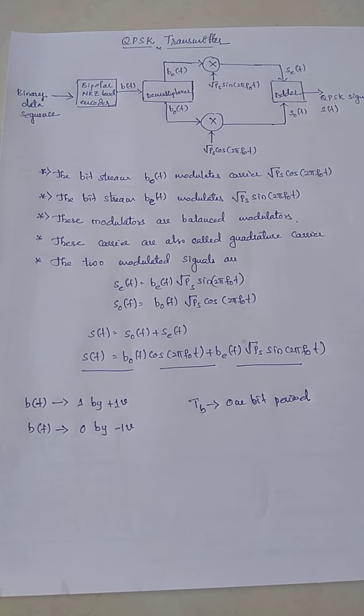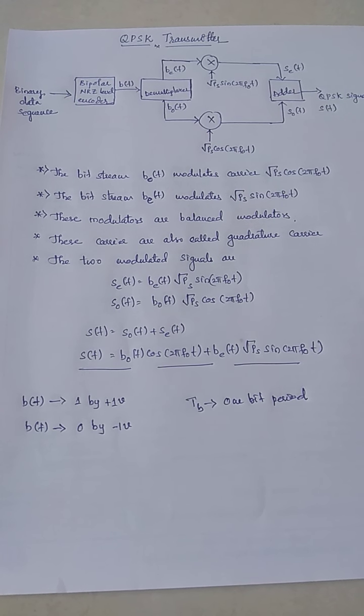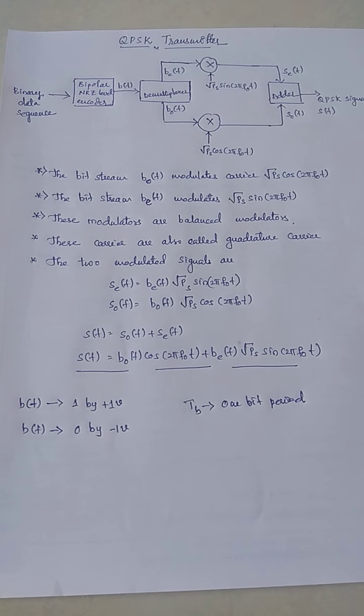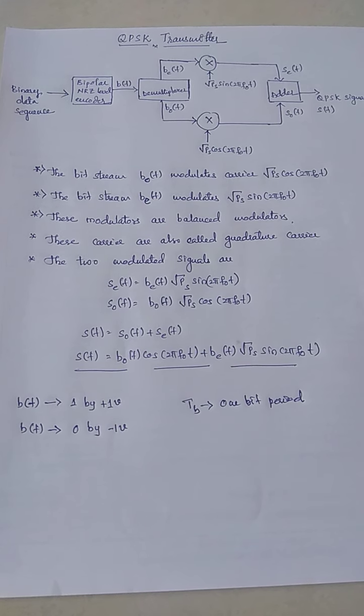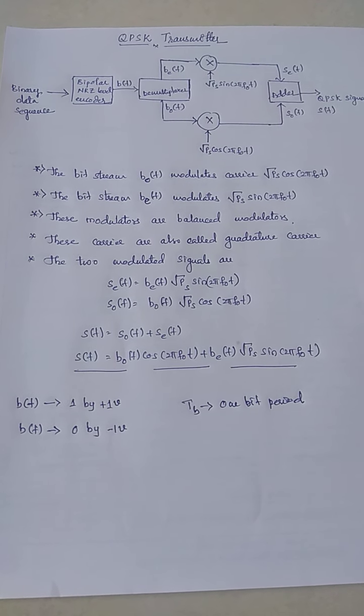In QPSK, the two successive bits are combined. This combination of the two bits forms four distinct symbols. When the symbol is changed to the next symbol, the phase of the carrier is changed by 45 degrees.